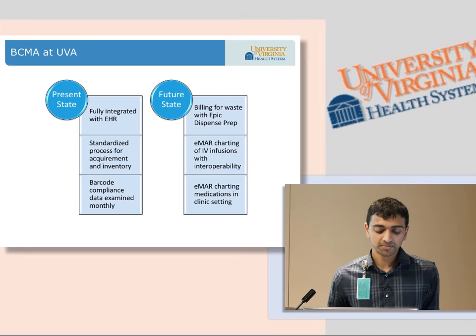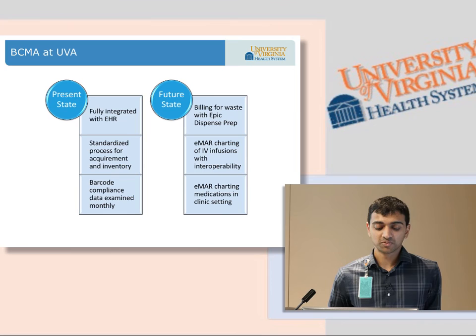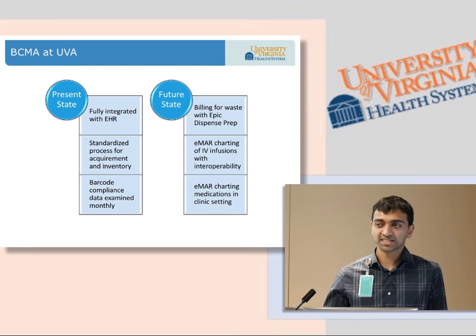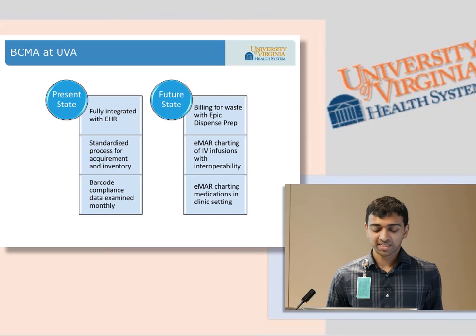As well as charting medications in the clinic setting. In our outpatient clinics, they don't use barcoding right now, which is a big hassle because we're never really able to truly see what the patient is administered. Plus, we have no documentation that they got the medication administered, so we have no way of billing for that medication. With Epic Phase 2, this will actually be a requirement as well, to make sure that the medications we get in are actually charted against the patient record so that we can charge and prove that this medication was actually administered. So these are all potential plans that we will have in place in the coming year.